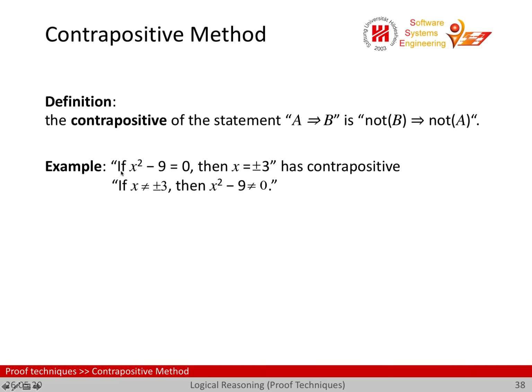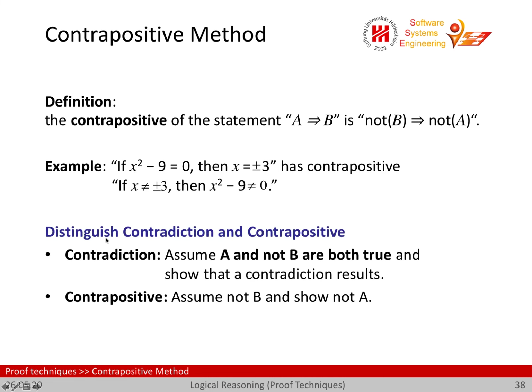Let's look at an example. If x squared minus 9 equals 0, then x equals plus minus 3. The contrapositive for that would be if x does not equal plus minus 3, then x squared minus 9 does not equal 0. So it's just another way of formulating the same theorem.